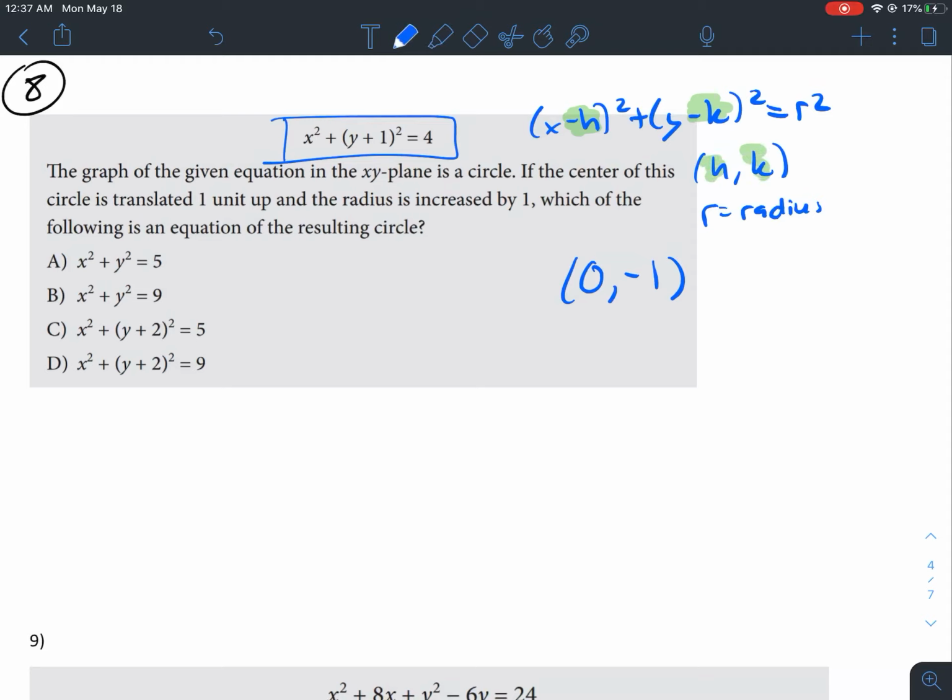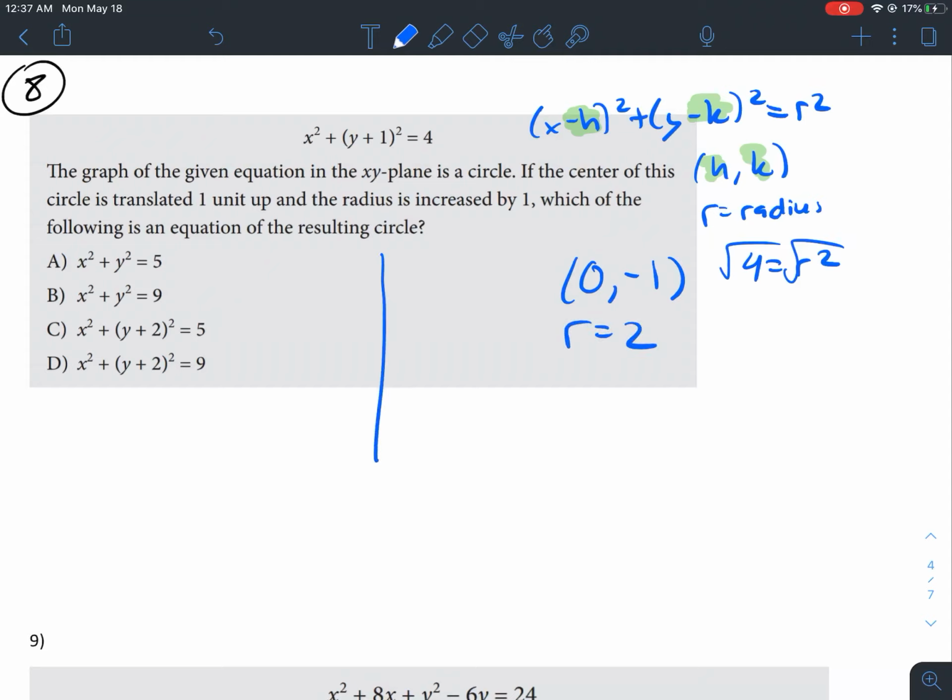Here, there's nothing next to that x squared, which implies that it's 0. And this is a positive 1, so when we flip it to the actual point, it becomes a -1. Then we know that this 4 is equal to the radius squared. So for my actual radius, I need to take the square root of both sides, and I get radius equals 2.